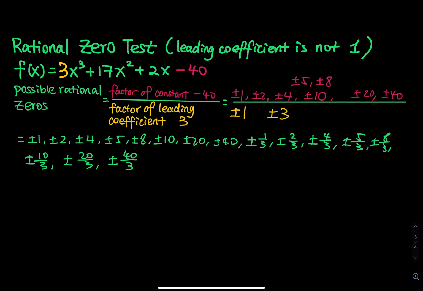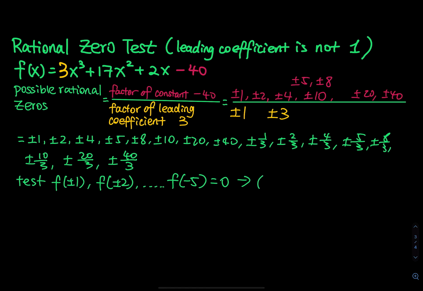All right. And then the next step, I will just write test f of plus or minus 1. You just have to test all of them, plus or minus 2, and so on and so forth. So what is the first number that works? The first number that works is f of negative 5. So this is equal to 0. What that means is this x plus 5 is one of the factors.